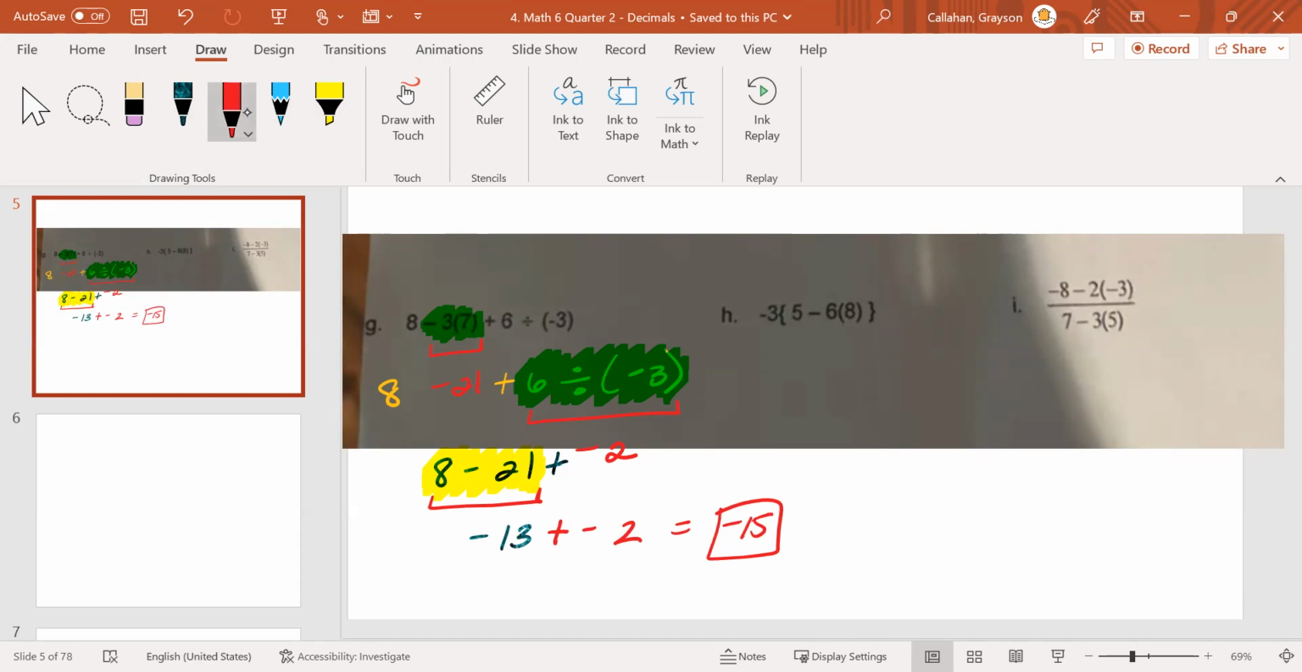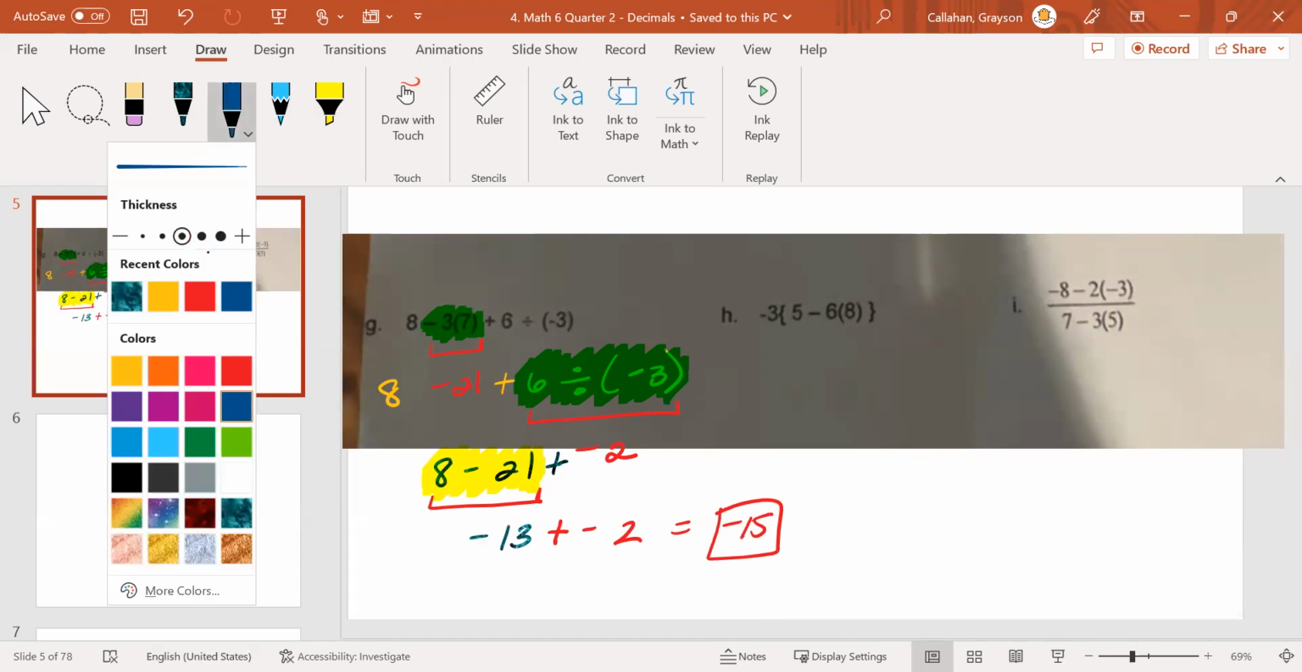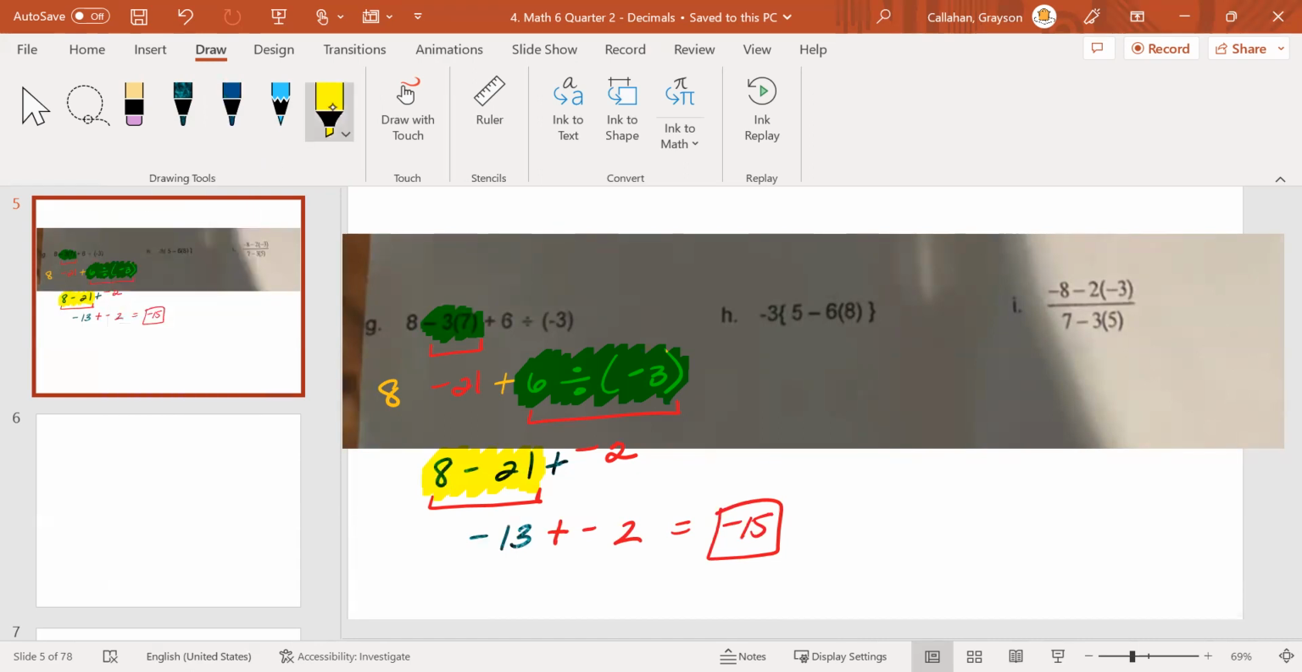Okay, so next we're going to take a look at H. So for H, do you see how there is a bracket right here, and there is also a parenthesis right here? Yes. So a bracket is just like a parenthesis, okay? So we're going to focus inside the parenthesis first. And what do I see? I see a minus and I see a times. So I'm going to do the multiplication first because that supersedes the minus, right?